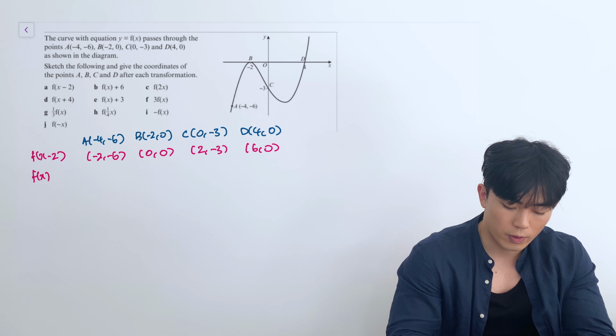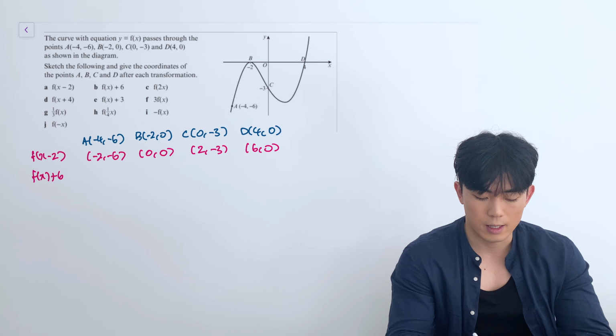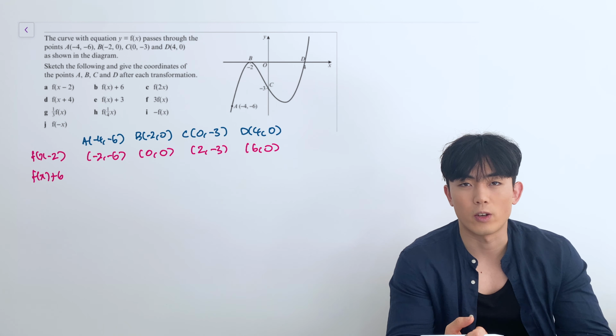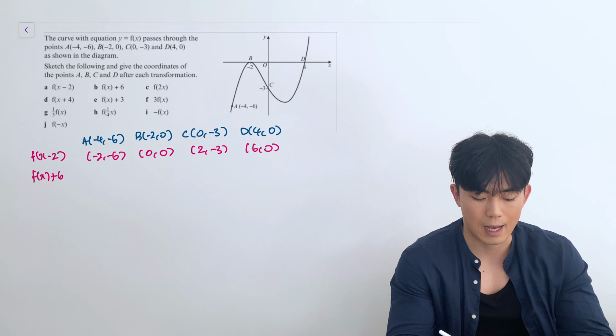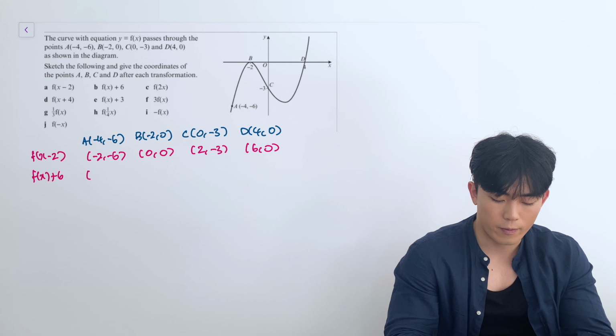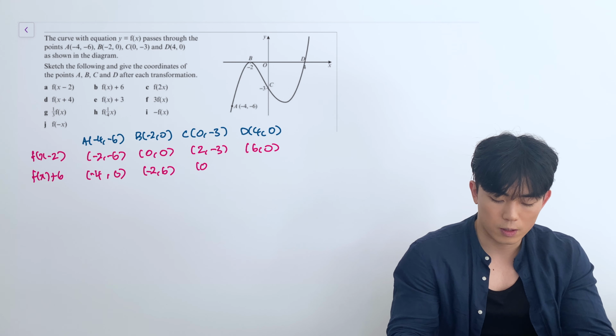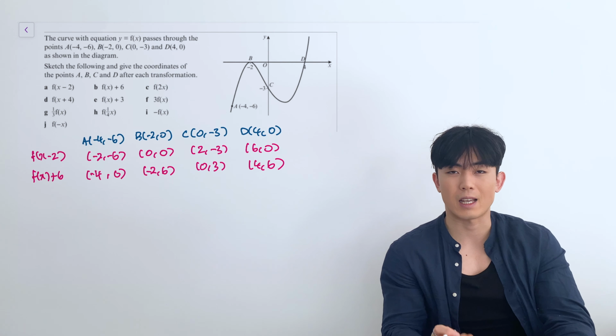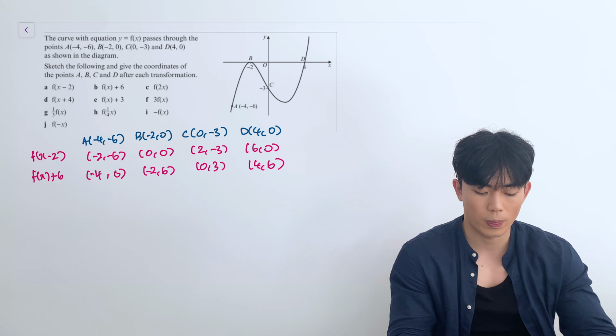Part B, f(x) + 6. This 6 is outside the bracket, so I know it's going to affect my y values as I would expect. So plus 6 means move up by 6. So all the y values will move up by 6. The x values will remain as -4, -2, 0, 4, and the y values will be 0, 6, 3, 6. So the x values don't change, it's just the y values.